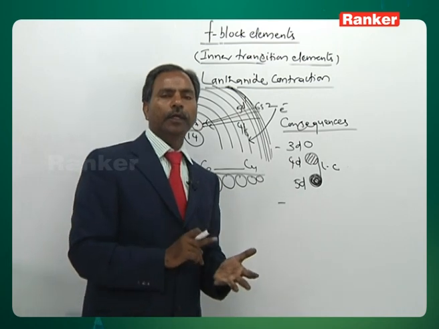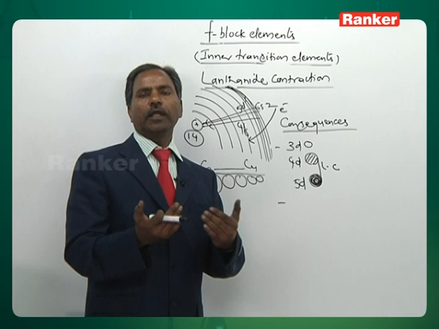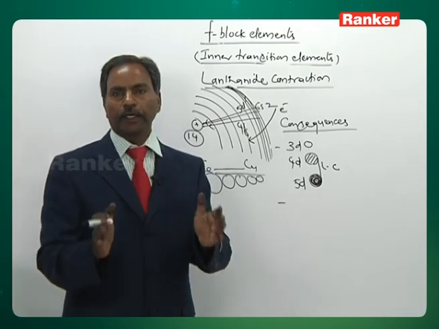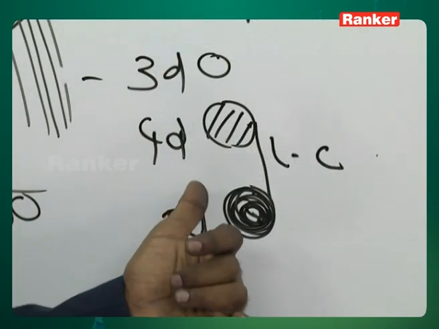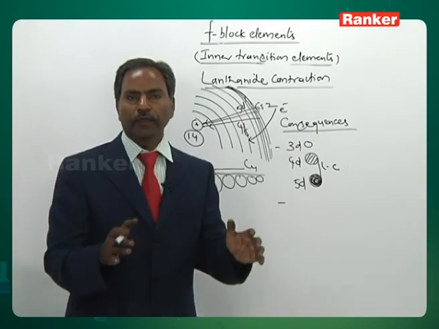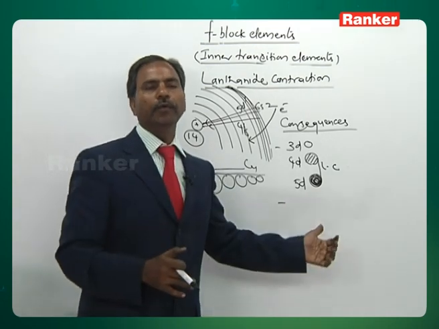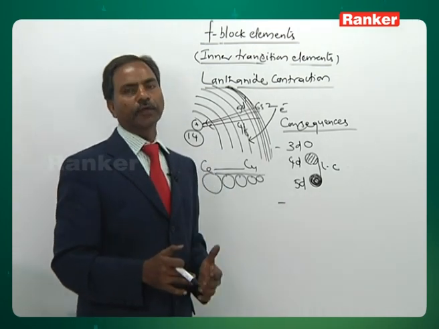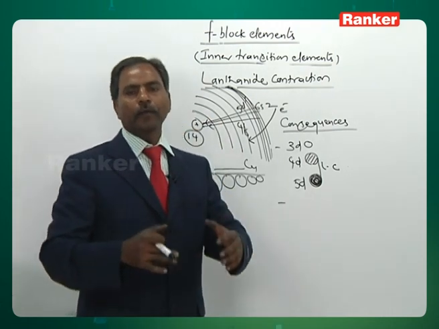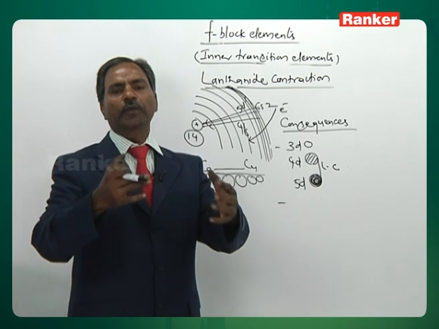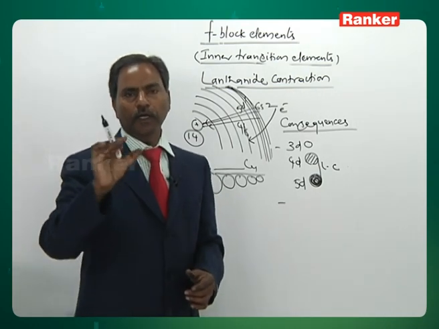See, 3d to 4d atomic size increases, but 4d to 5d atomic size, instead of increasing, is decreasing or remaining more or less the same. That is the first point. Coming to the second point, 3d to 4d density is increasing, but 4d to 5d density is almost becoming double. It is again due to lanthanide contraction. So, the decrease in atomic size of the 5d series and the abnormal increase in densities of the 5d series of elements are due to the lanthanide contraction effect.